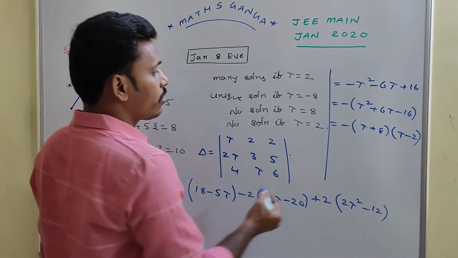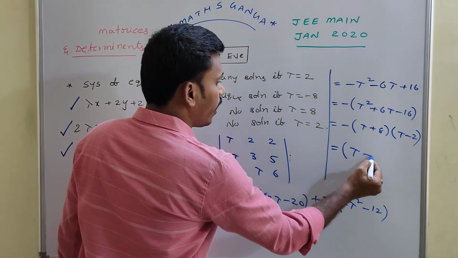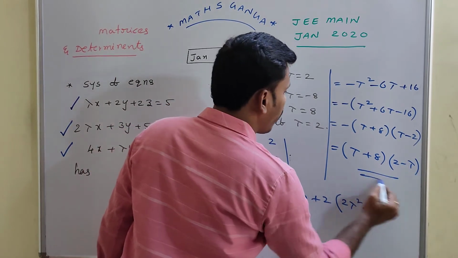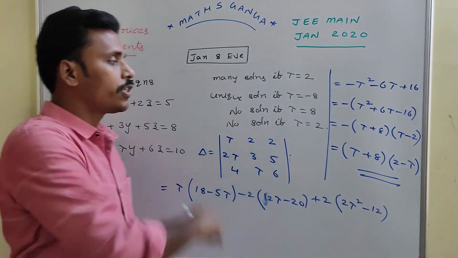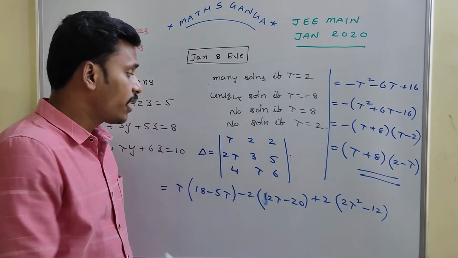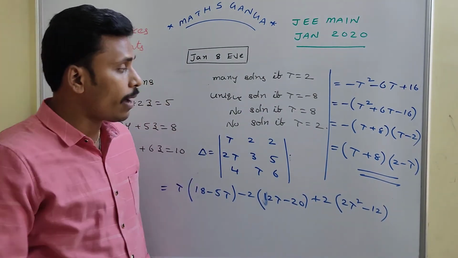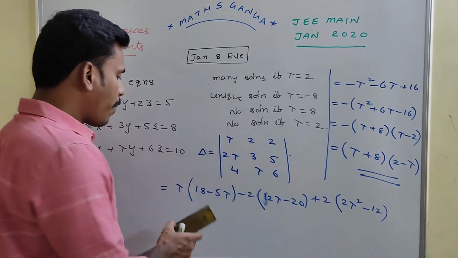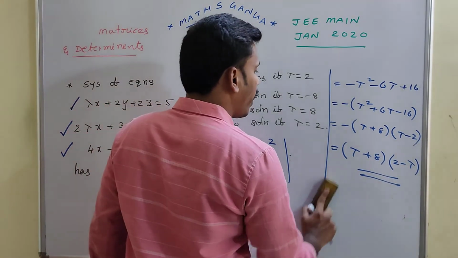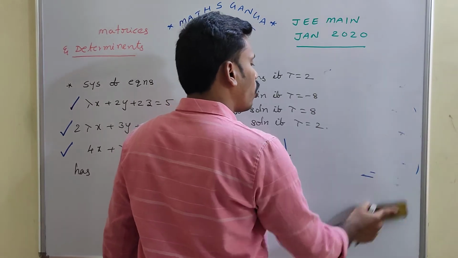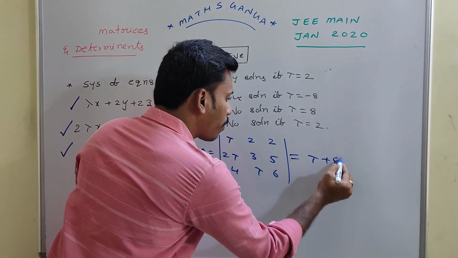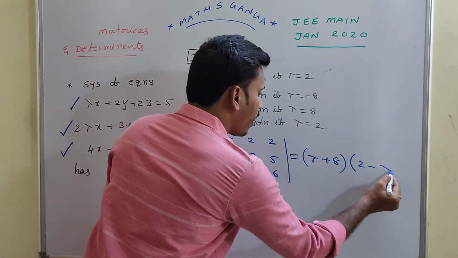Okay, once again let us think about it. This is equal to lambda plus 8 into, either you may write 2 minus lambda, the determinant of the coefficient matrix. The determinant of the coefficient matrix is lambda plus 8 into 2 minus lambda, the usual way. Okay, I am erasing all these things. If I erase this, at the end the determinant of this coefficient matrix is equal to lambda plus 8 into 2 minus lambda.